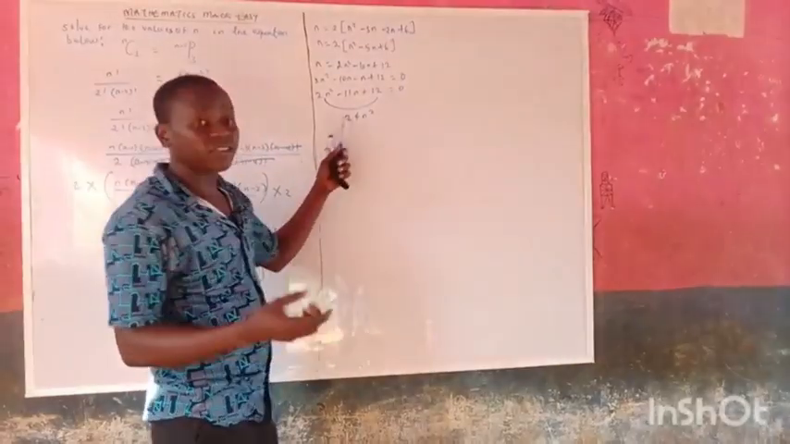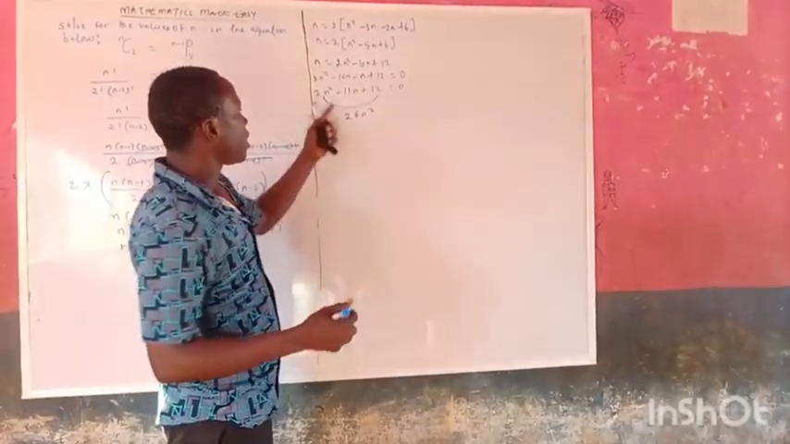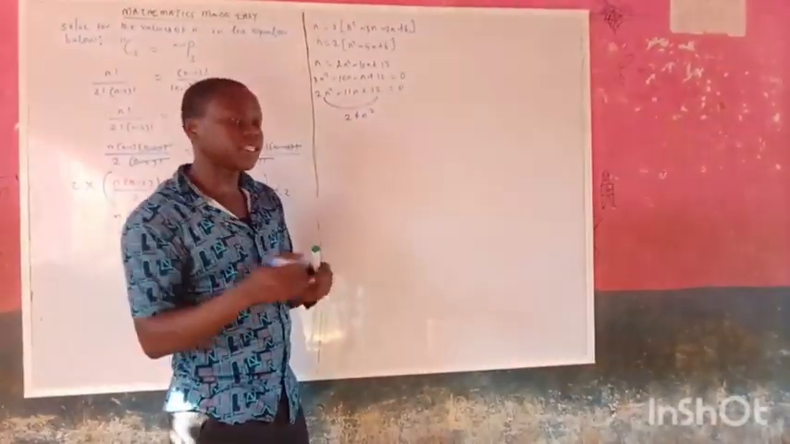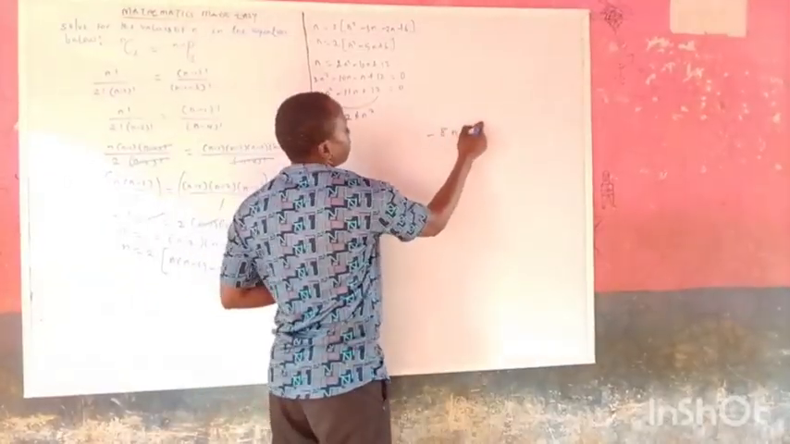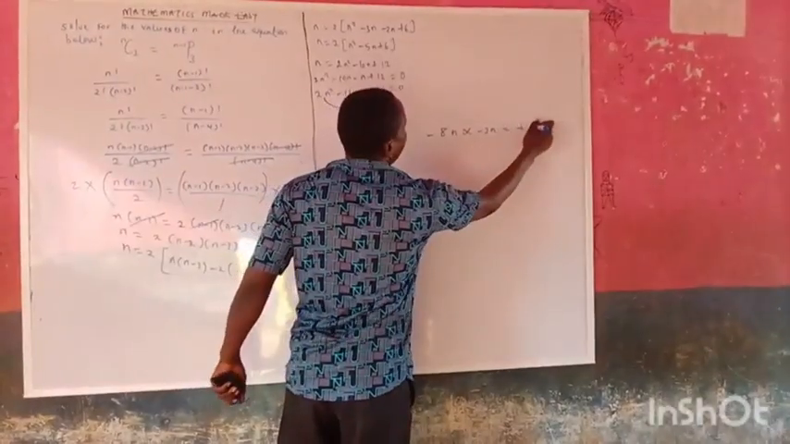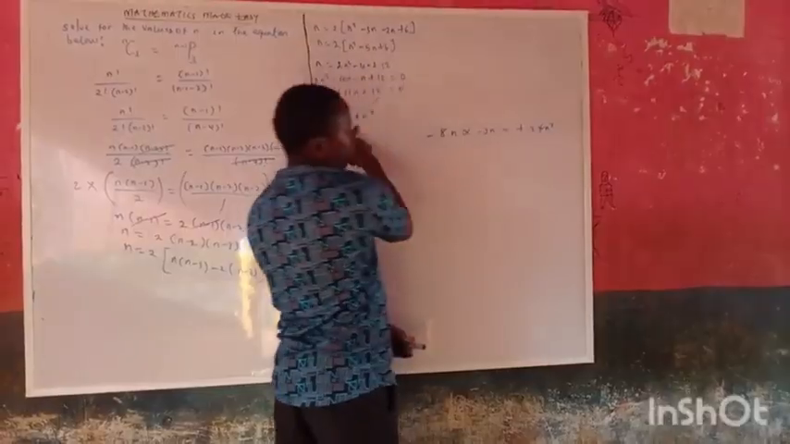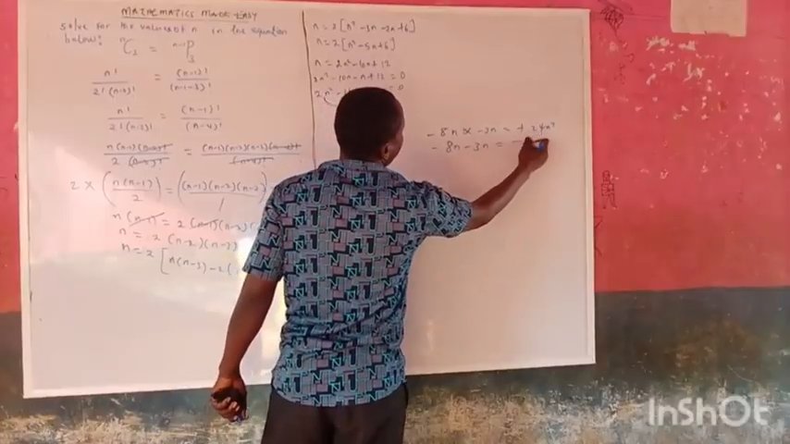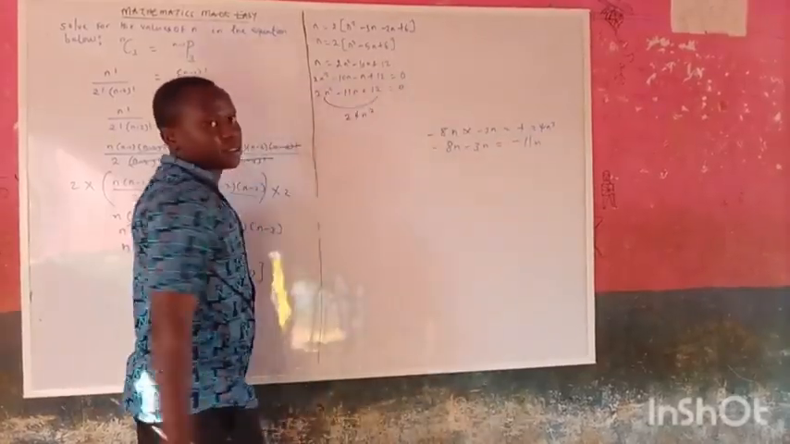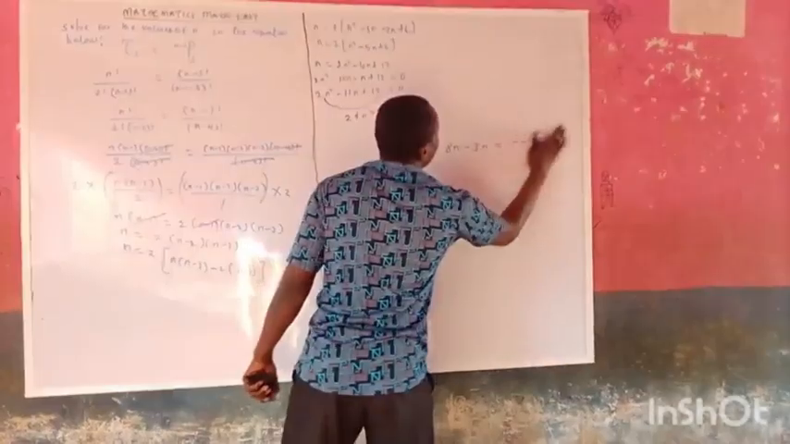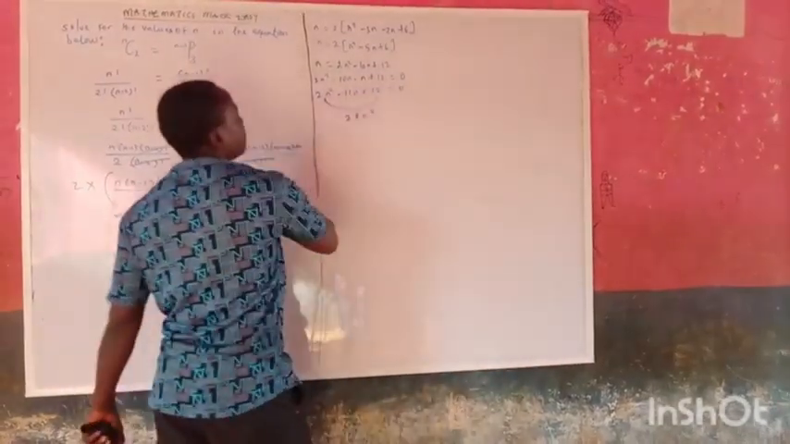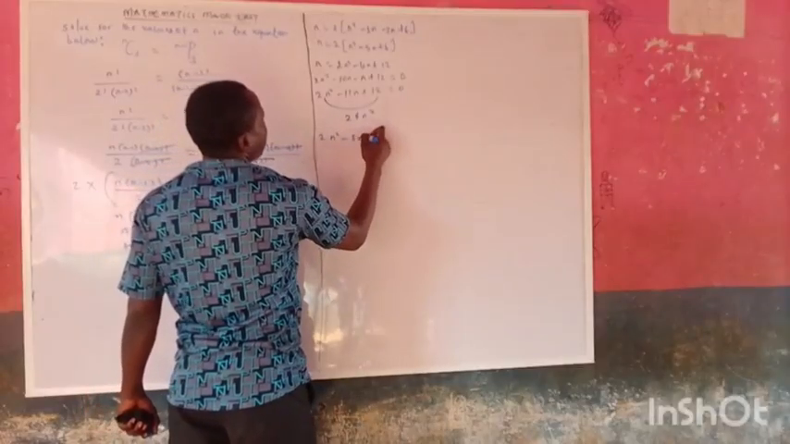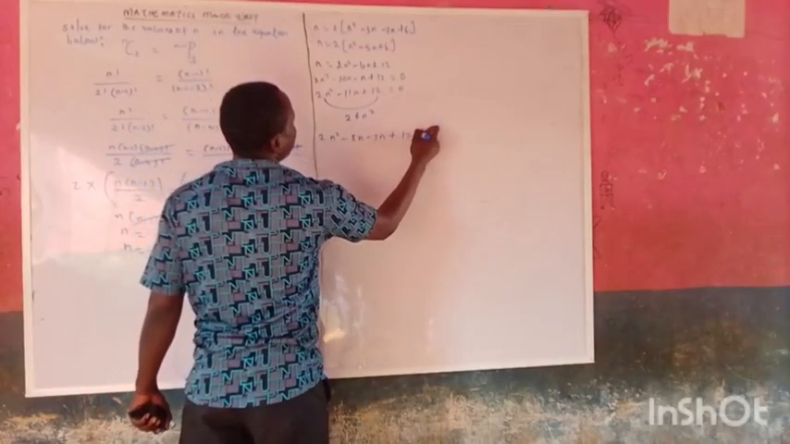Alright, so what are the factors of 24n squared? The factors that best fit this are your negative 8n and your negative 3n, because negative 8n multiplied by negative 3n will give us positive 24n squared, which is this. And negative 8n and negative 3n will give us negative 11n, which is this. Okay, now let's do that. So instead of us writing negative 11n, we can write 2n squared negative 8n negative 3n plus 12 equals 0.